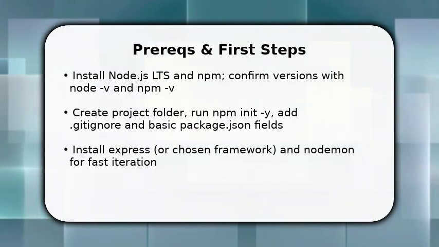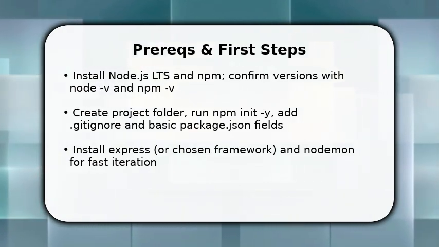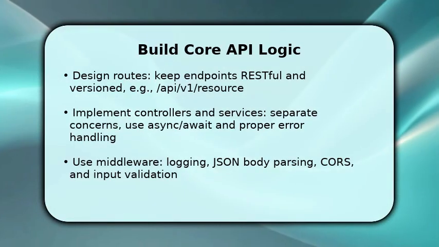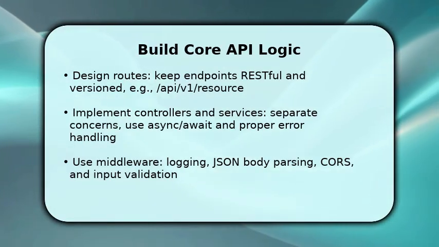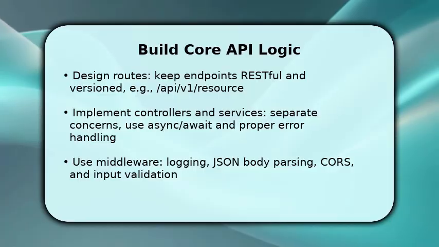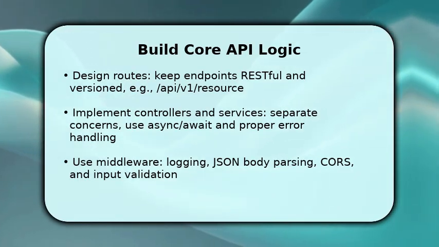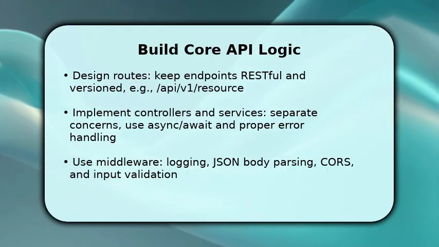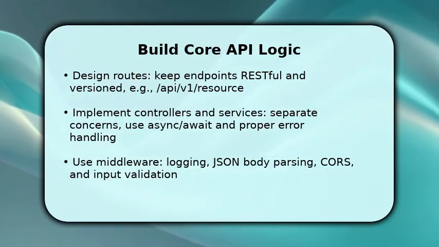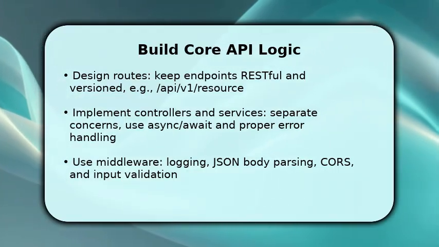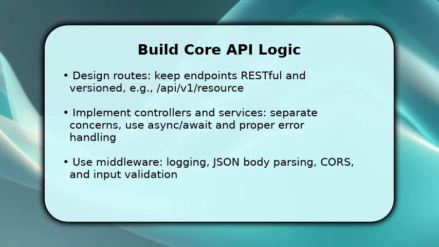You now implement the core logic. Define versioned RESTful routes like /api/v1/items and map them to controller functions. Create controllers that call service layer functions so you separate business logic from request handling. Use async/await with try/catch and centralize error handling middleware for consistent responses.